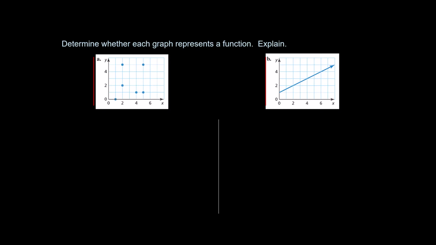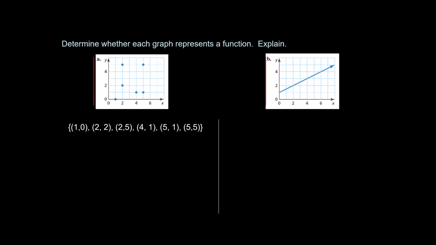So if I were somebody who struggled with reading graphs and I was trying to identify whether or not this particular graph illustrated a functional relationship, what I would probably begin by doing is going through and listing all of the coordinates. Notice this is the coordinate (1, 0), the coordinate (2, 2), (2, 5), (4, 1), (5, 1), and (5, 5). And I wrote those out here.